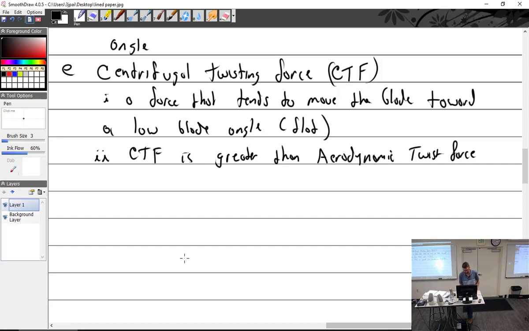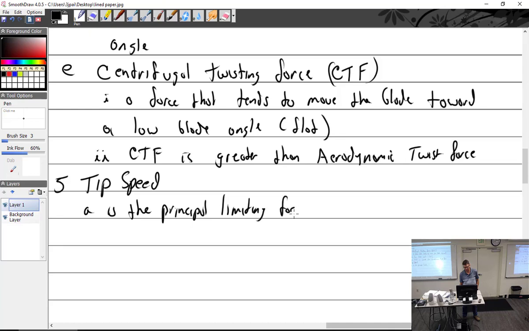All right. Tip speed. Tip speed is the principal limiting factor for prop efficiency.